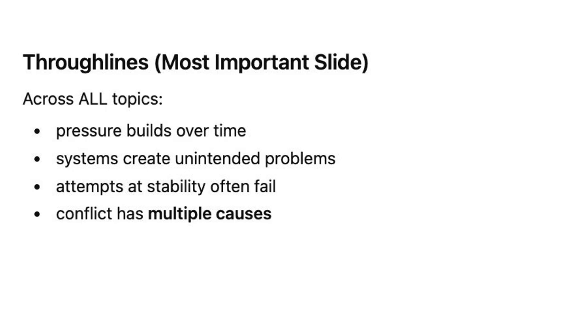Attempts to create stability can often fail, like we saw with the Congress of Vienna after the Napoleonic Wars, or as we will see with the Treaty of Versailles leading to World War II. And again, conflict is not a simple this, then that. There are multiple things that always come into play that create the conflict. And so let's try not to, in our written answers, oversimplify by focusing on just one cause of a conflict.